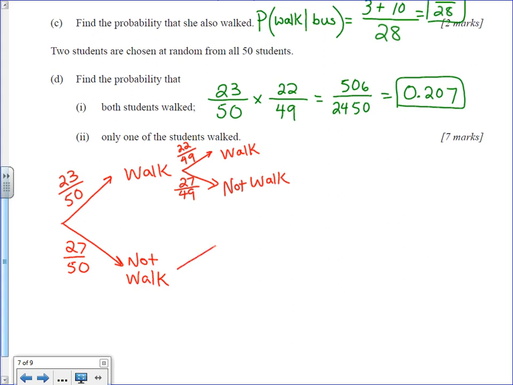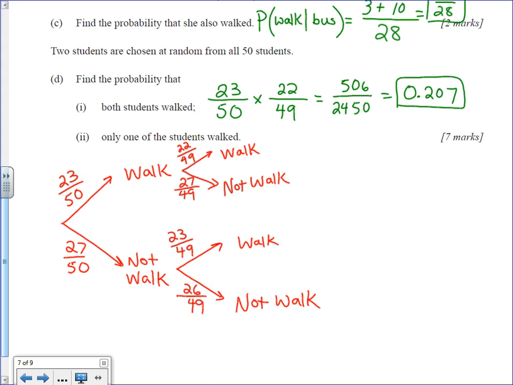All right, off of this branch, we're going to have walk and not walk. So what if we pick our first kid, they don't walk, and now we're picking our second kid. The probability that the second kid walks is still 23 because there's 23 kids that walked. We haven't picked one of them out yet, but only 49 kids to choose from. And then the probability of not walking, there'd only be 26 of them left in 49. Again, that adds up to 1. Now we've got to figure out which branches we're talking about.